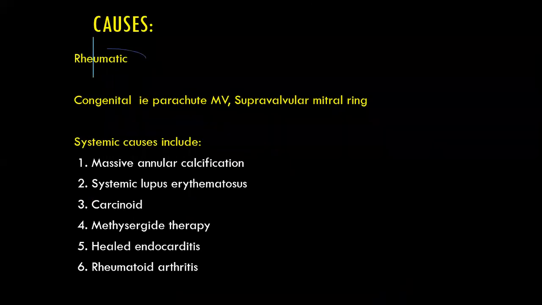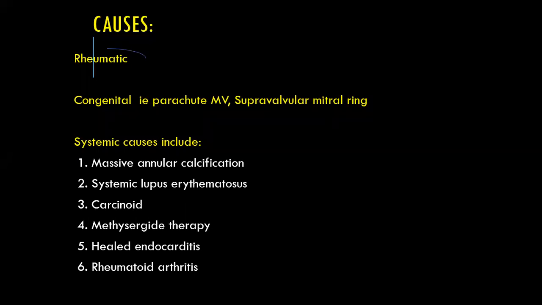So what are the common causes of mitral stenosis? Among congenital causes, there is parachute mitral valve and supravalvular mitral ring, and there are some systemic causes that can produce mitral stenosis. These are massive annular calcification, systemic lupus erythematosus, carcinoid syndrome, metastasis, and any patient who has had a previous episode of endocarditis, then after healing of endocarditis, adhesions of the valve and the papillary muscle endocardium occur, and there is stenosis of the mitral valve.